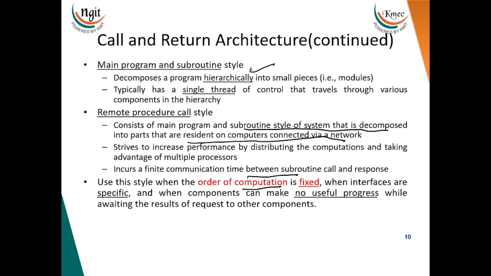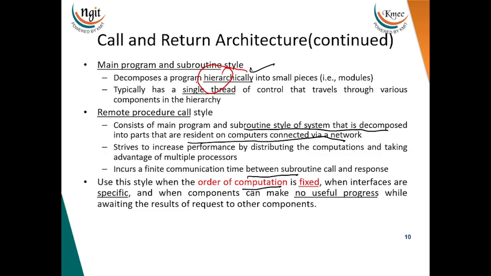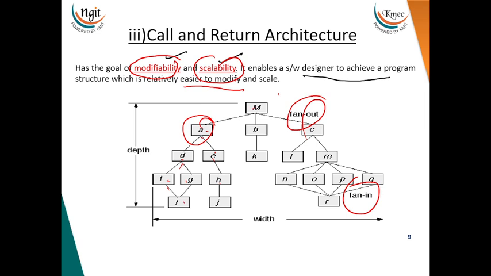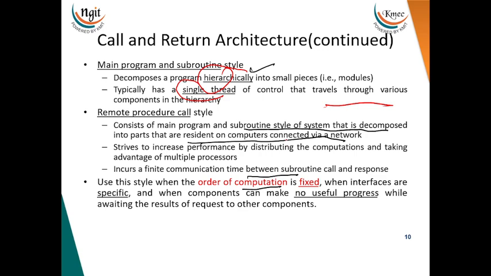Main program, subprogram, calling a subprogram routine: decompose the program into hierarchical small pieces, correct? In the module, we have decomposed the program into a hierarchical model, and this program calls this one, this program calls this one, and this one calls this one, correct? Typically a single thread of control traverses the various components of the hierarchy. A single thread is used to control. If the thread is lost, all the control operation is lost. If this thread is gone, all the control is gone.